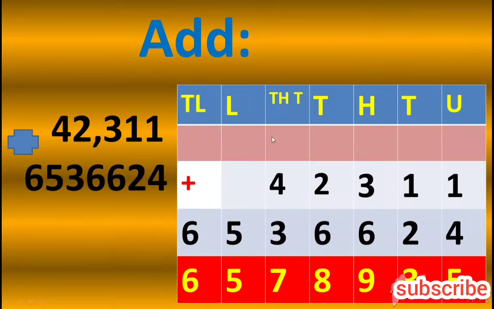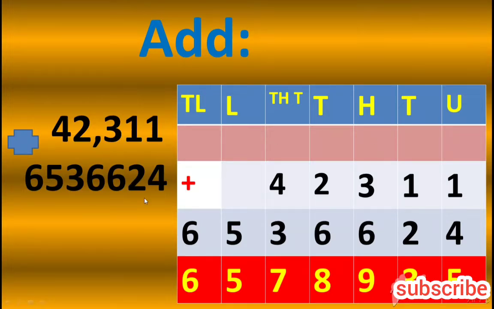Okay. 2 is placed on 1000, so write the 2 in the 1000 place. And 3 is placed on 100. 1 is placed on tens. And the last one is placed on unit. As it is, next number 6 is placed on 10 lakh. So 6 is right here, 10 lakh. And 5 is placed on lakh.